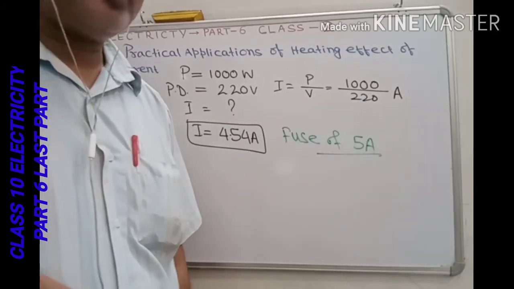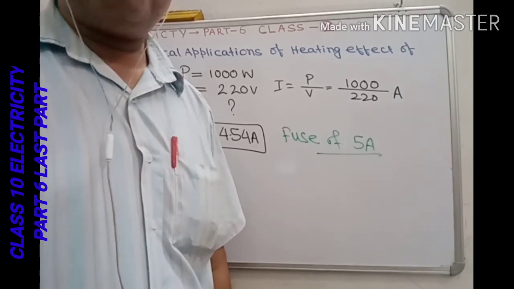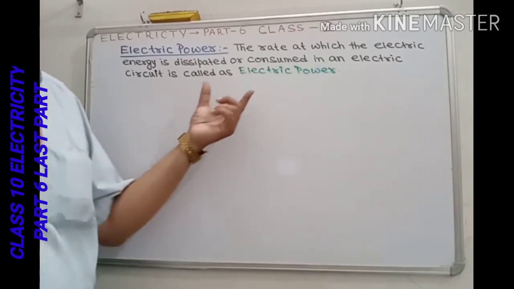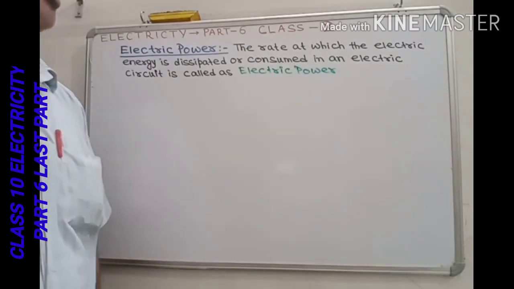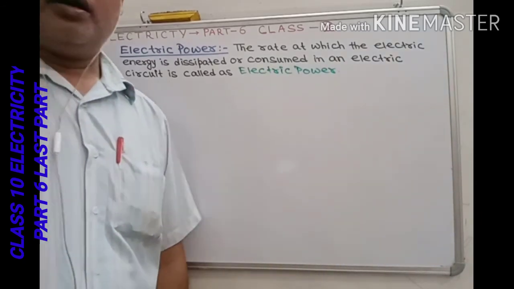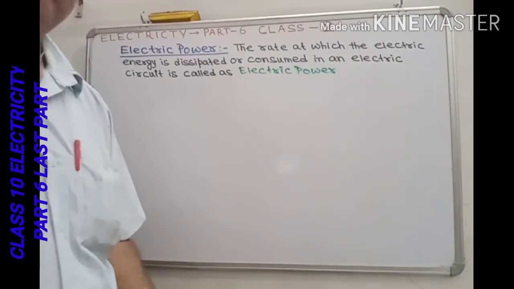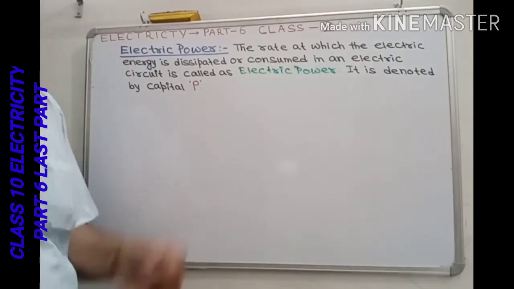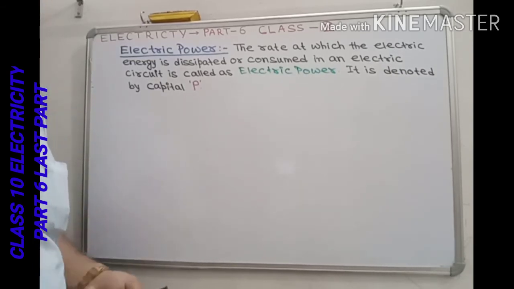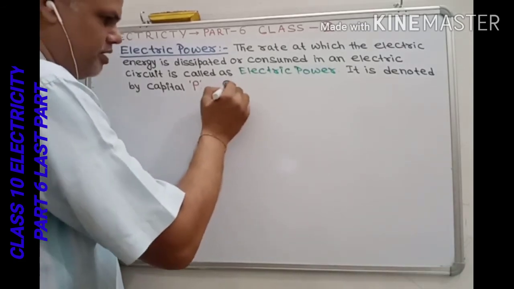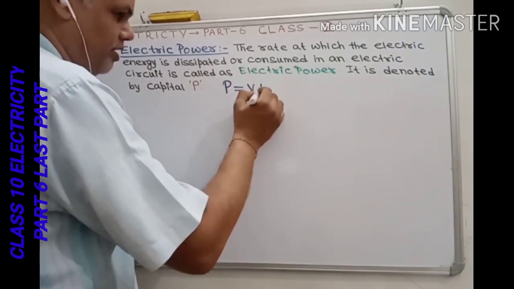Next we will study electric power. Electric power means the rate at which the electric energy is dissipated or consumed in an electric circuit, and we denote it by capital P. As we have studied in the heating effect, we can write power P equals VI.